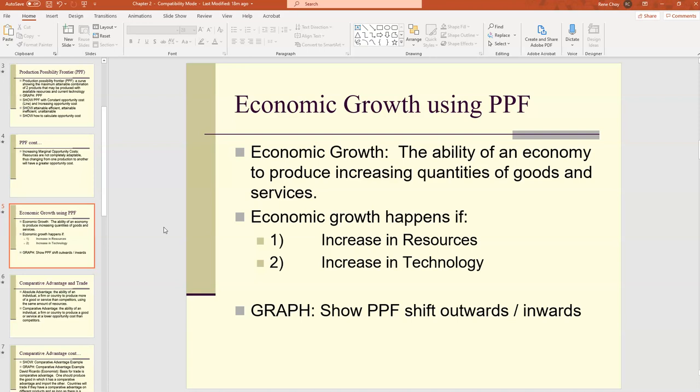In economics, by the way, we always like to say that there's no such thing as a free lunch, because there's no such thing as free. There's always at least an opportunity cost to everything.